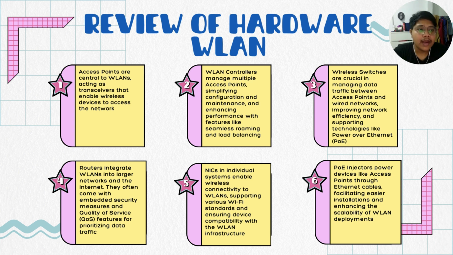So the third one is switches. Basically, switches are crucial in managing data traffic between access points and wired networks, improving network efficiency and supporting technologies like power over Ethernet. So the fourth, routers. Routers integrate WLAN into larger networks and the internet. They often come with embedded security measures and quality of service features for prioritizing data traffic.